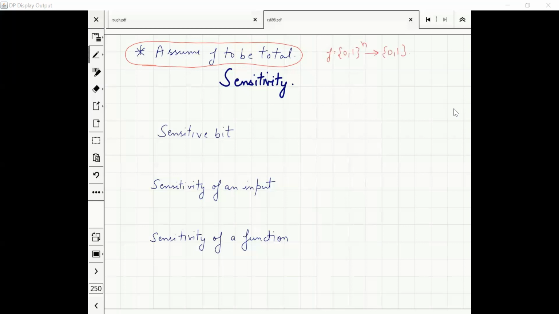Now, knowing this, let me start with the first complexity measure called sensitivity. How many people know what sensitivity is? Just raise your hands.